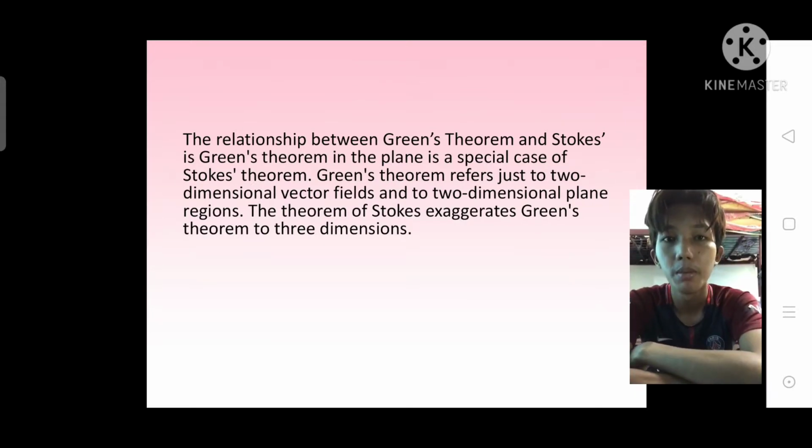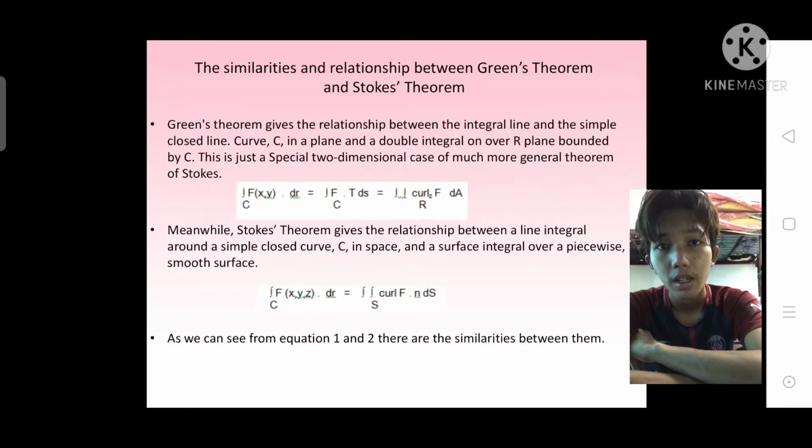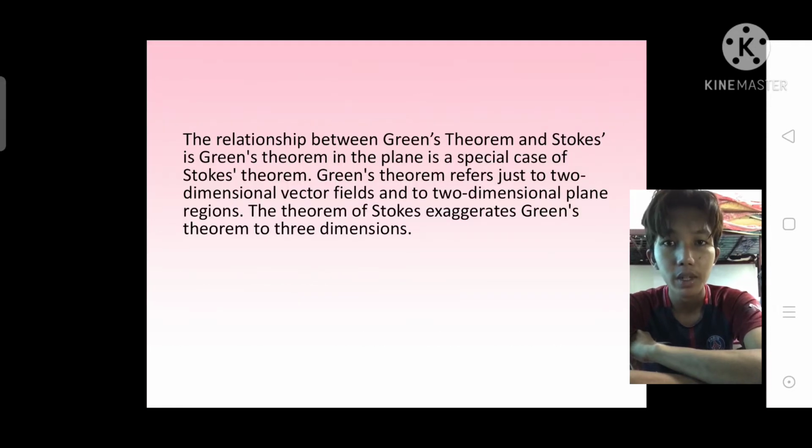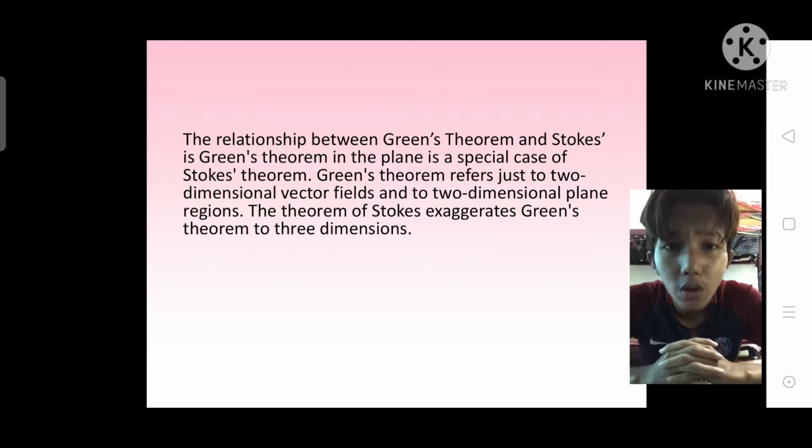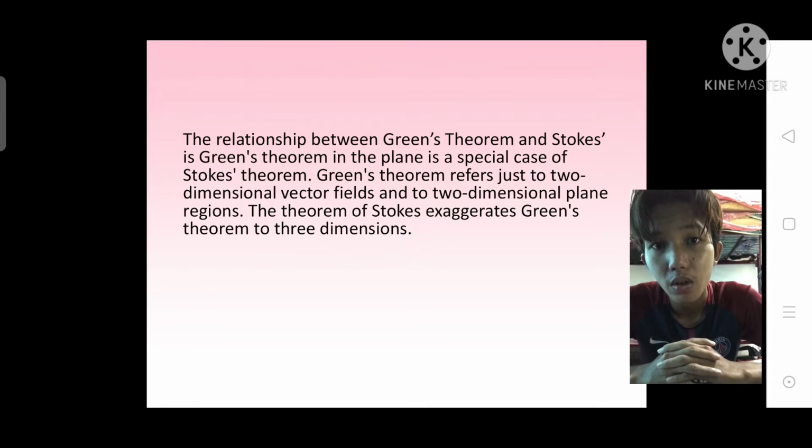The relationship between Green's theorem and Stokes' theorem is that Green's theorem in the plane is a special case of Stokes' theorem. Green's theorem refers just to a two-dimensional vector field and to a two-dimensional plane region. The theorem of Stokes is Green's theorem extended to three dimensions.